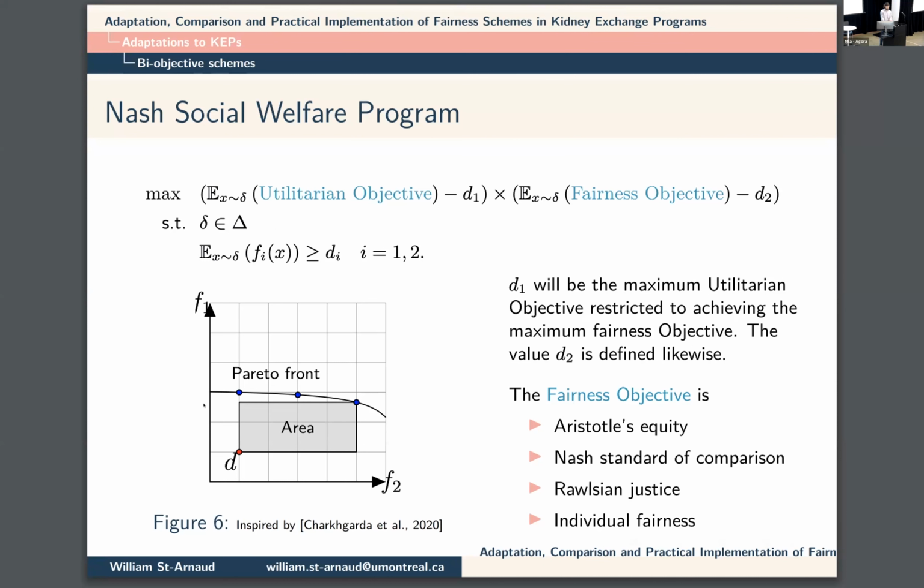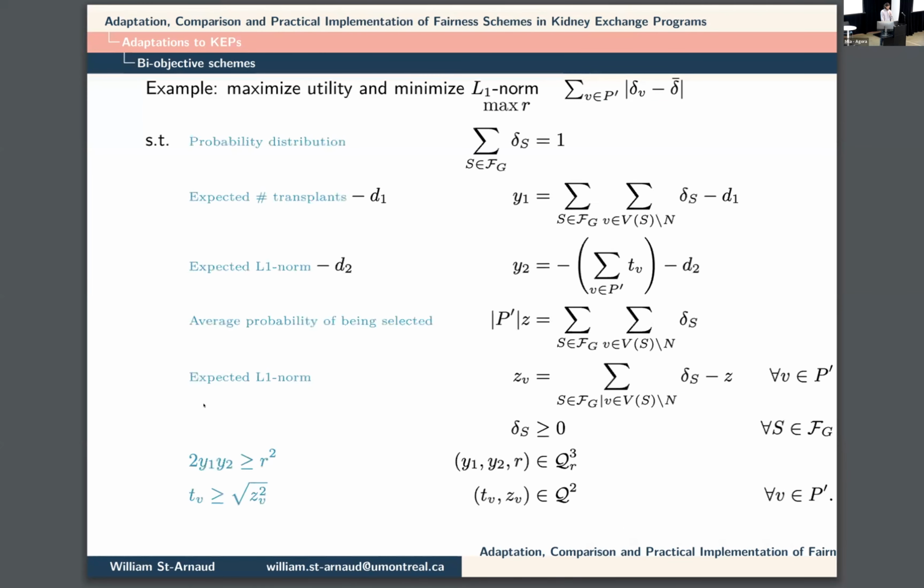And of course, the fairness objective is, as I mentioned, one of the fairness schemes we mentioned previously. Just to give you a little bit of an example, I'm not going to go into detail about all the mathematical formulation, but this is what the mathematical program for the Nash Social Welfare Program looks like for the individual fairness objective. We used L1 norm instead of L2 norm. So this is what it looks like.